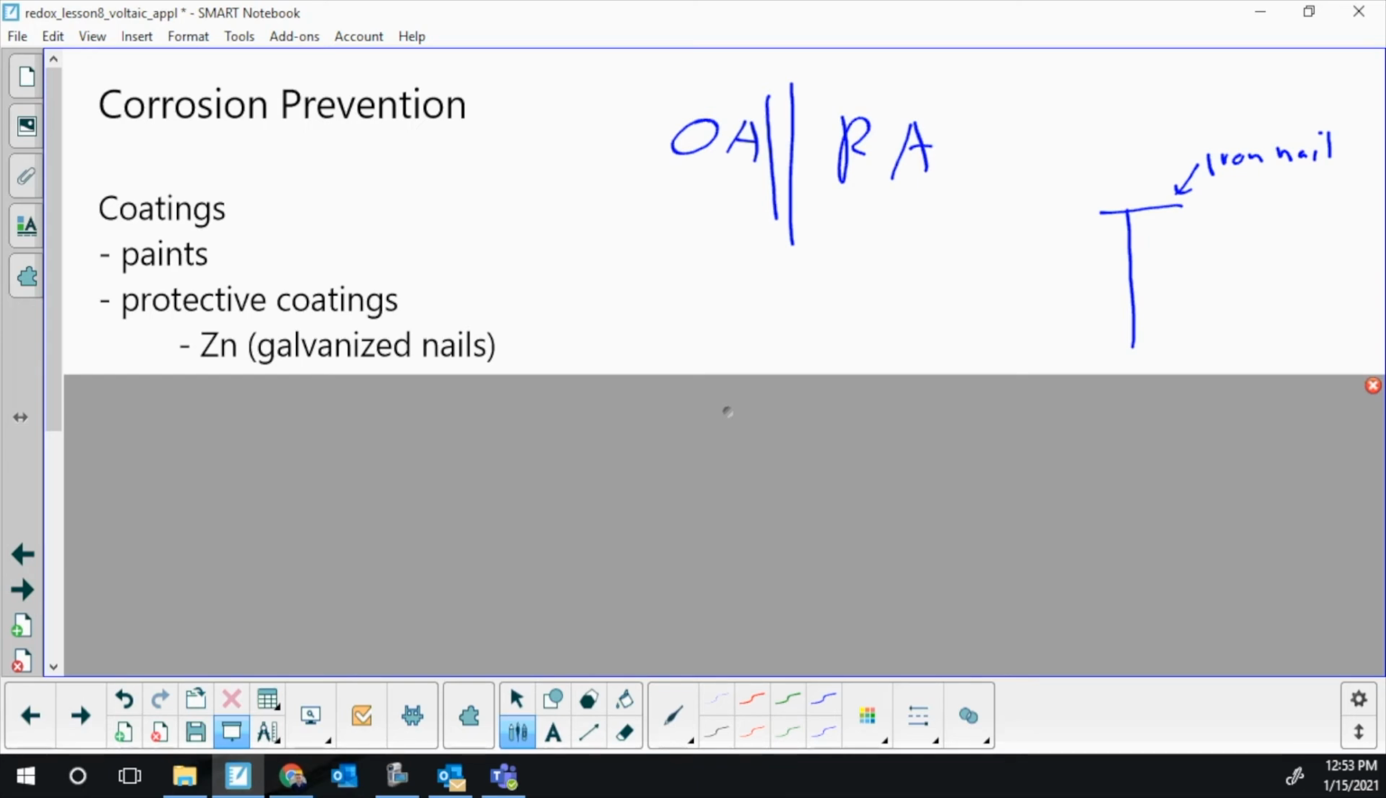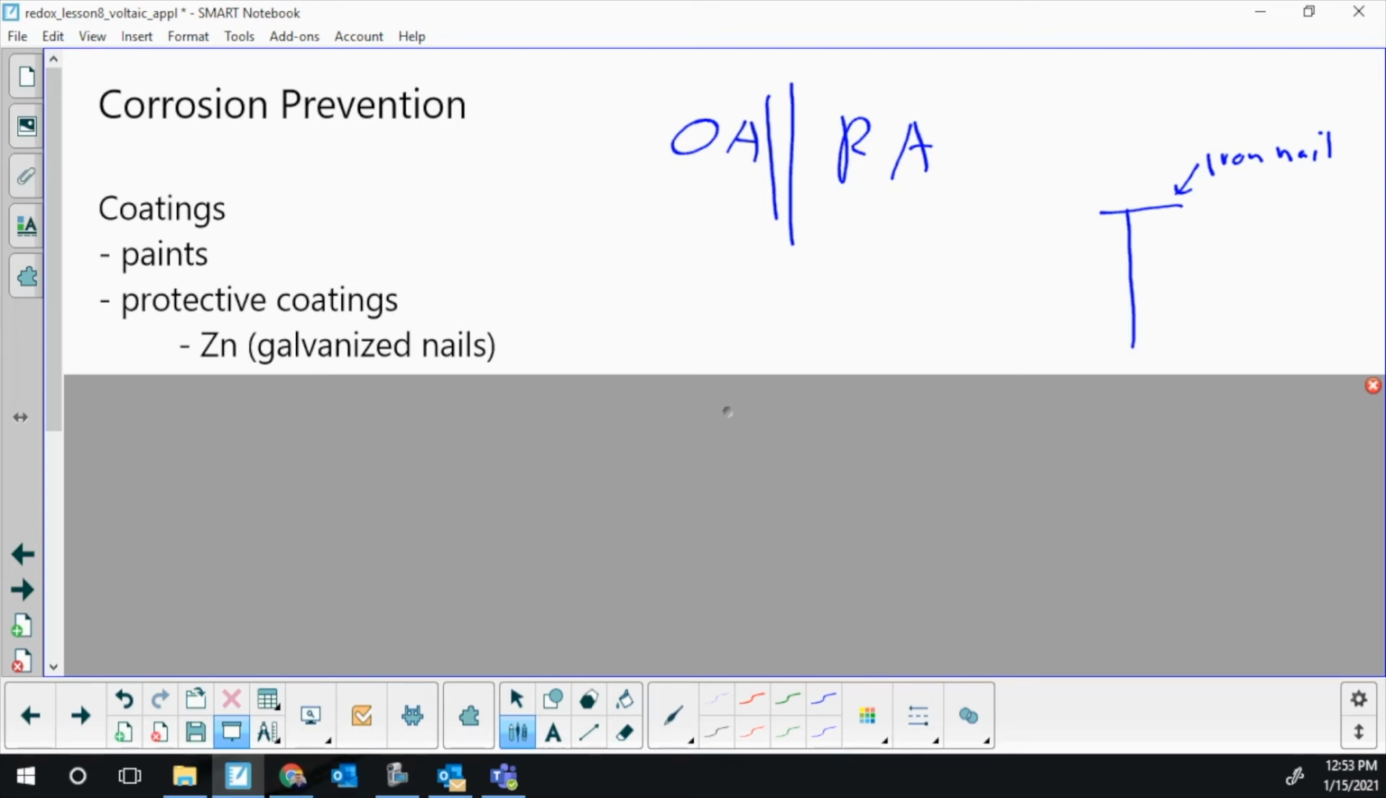You can go to Home Depot and buy an iron nail. Do not build anything outside of iron nails. If you build your deck out of iron nails, in probably 8 to 10 years, your deck will fall apart. Okay? But it could potentially kill someone if it's up high enough. Those nails will corrode, they'll shear right off.